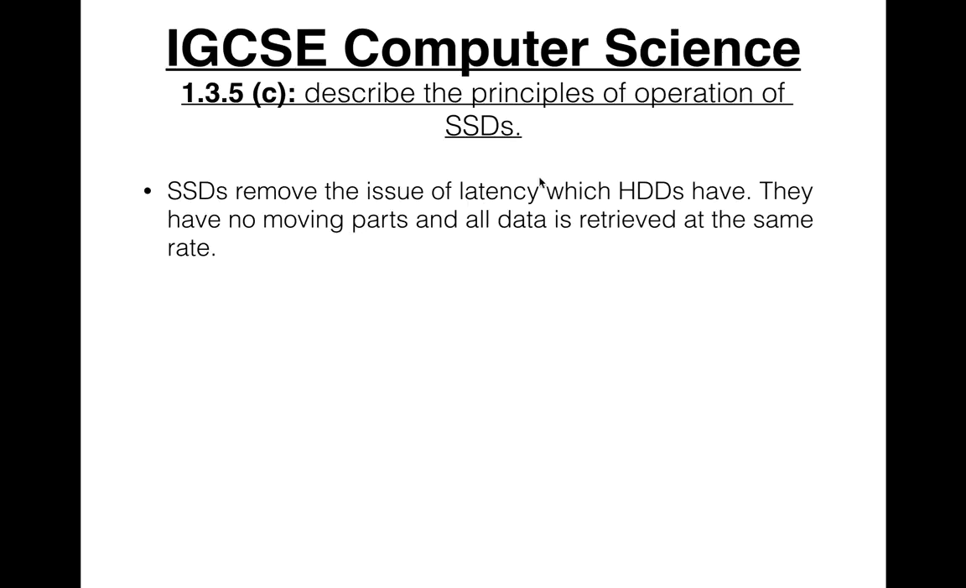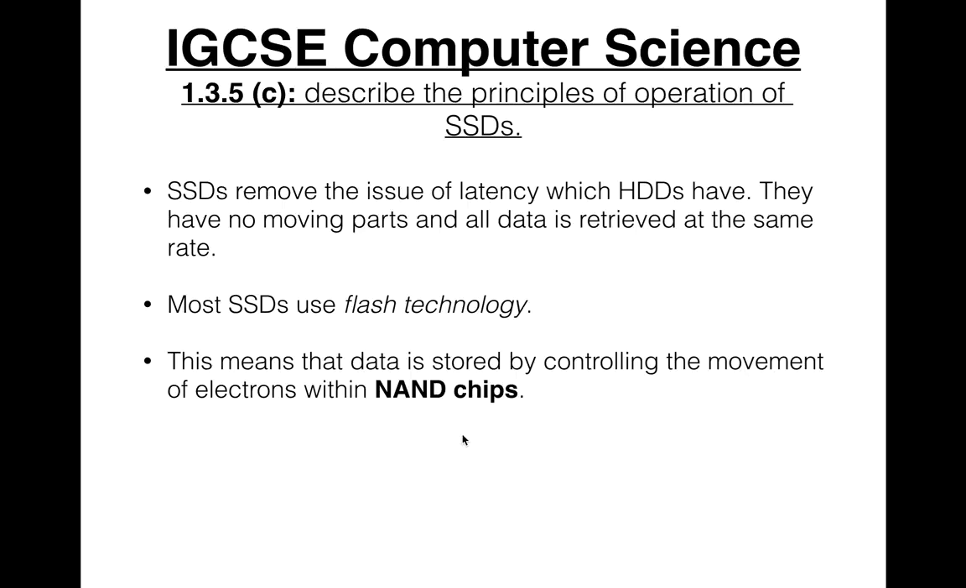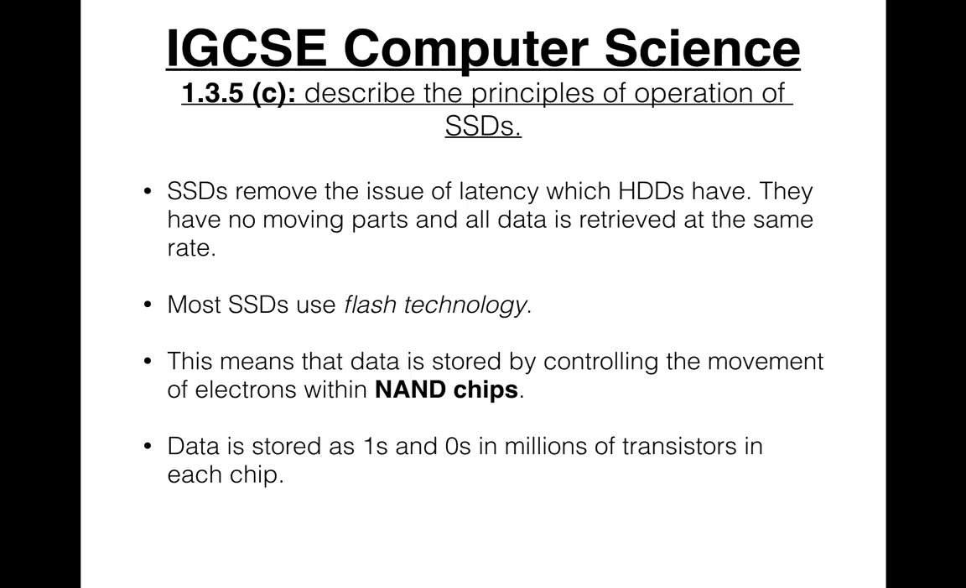solid-state drives remove the issue of latency, which hard disk drives have. And solid-state drives also have no moving parts, and all data is retrieved at the same rate. Most SSDs use flash technology, and what this means is that data is stored by controlling the movement of electrons within NAND chips. So you remember the NAND gate, then yeah, you can pretty much think of it like that. Data is stored as ones and zeros in millions of transistors in each chip, and this creates non-volatile, rewritable memory.